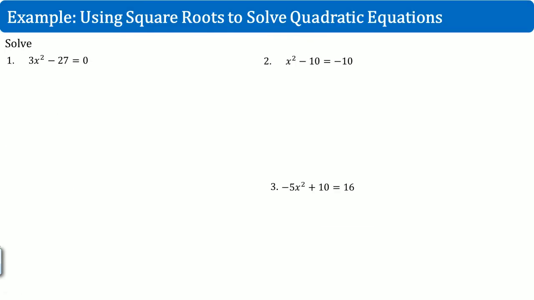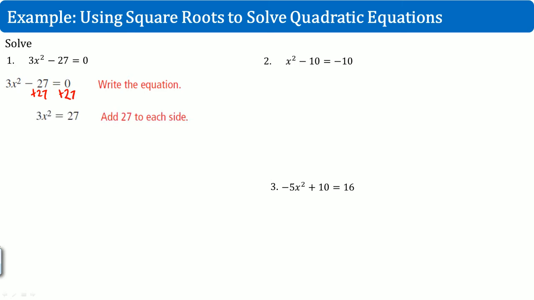There are 4 examples that we're going to look at when it comes to using the square root to solve a quadratic equation. Number 1, let's take a look. Step 1 is always to write the equation: 3x squared minus 27 equals 0. You want to isolate the x by itself, so first we add 27 to both sides.